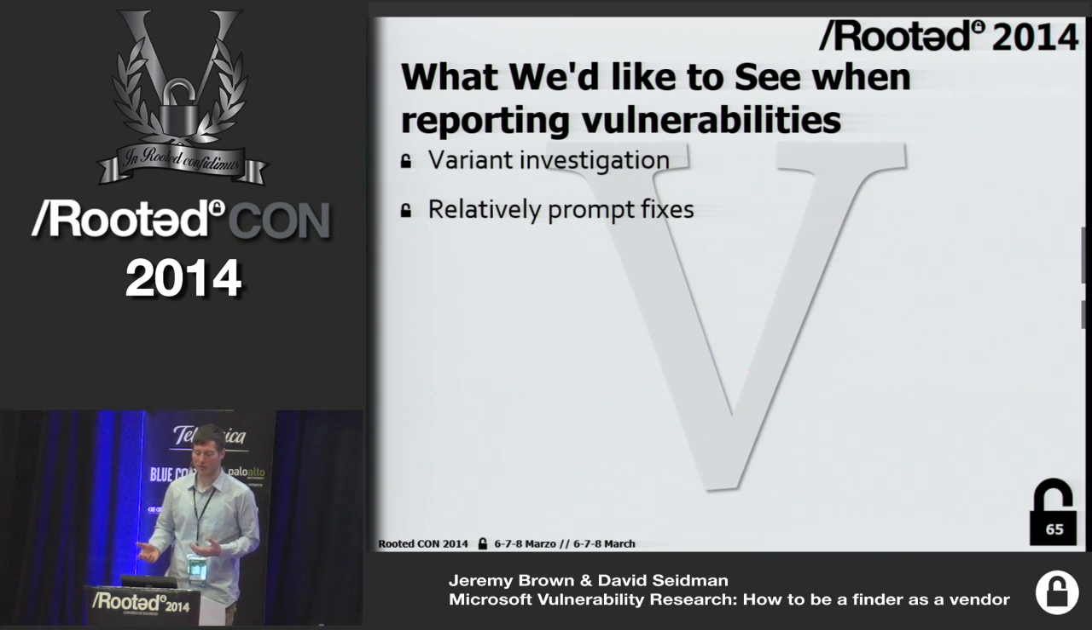Variant investigation, relatively prompt fixes. Like I said, it goes back to the company, resources, things like that, bureaucracy, for example. But these would all be good things that we could see improved when we're submitting bugs, both from the finders and the vendors.